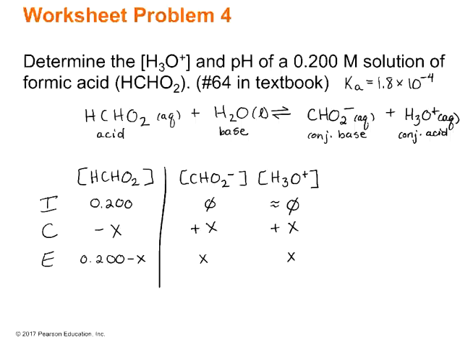So on worksheet problem 4, we were determining the hydronium ion concentration and pH of a 0.2 molar solution of formic acid. And I told you that the acid ionization constant for formic acid was 1.8 times 10 to the negative fourth.